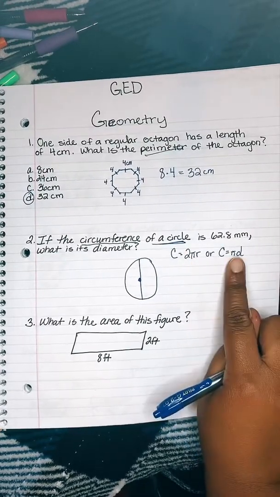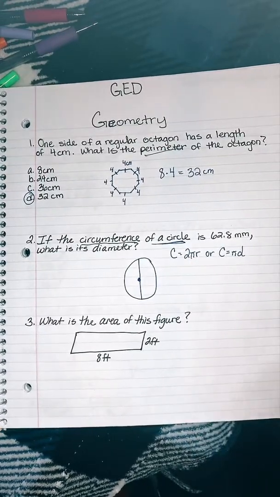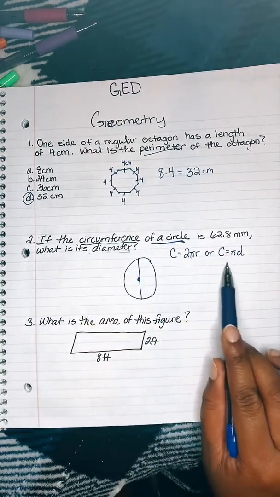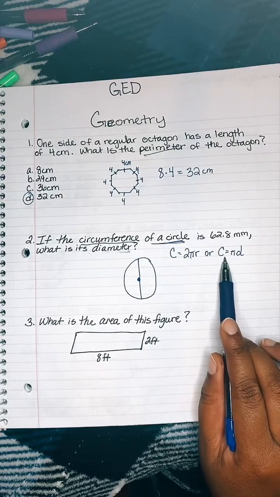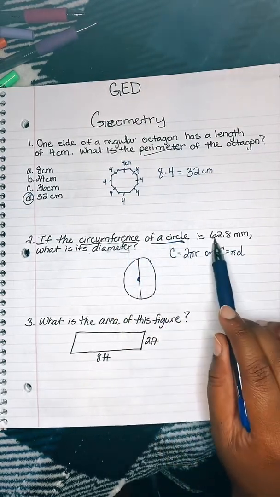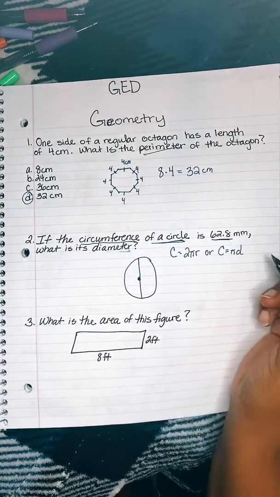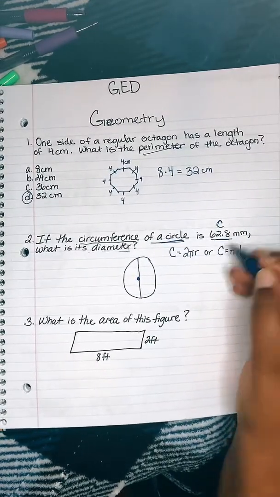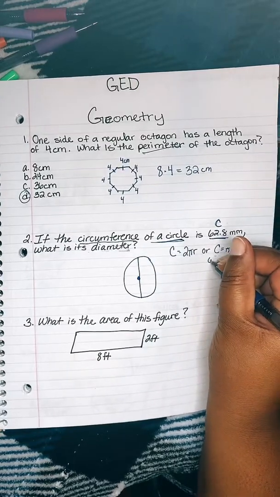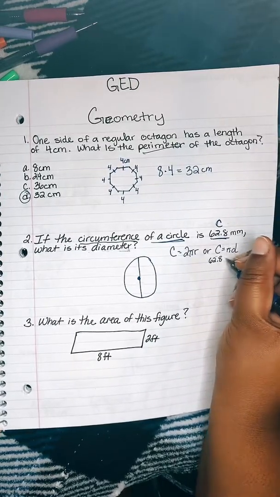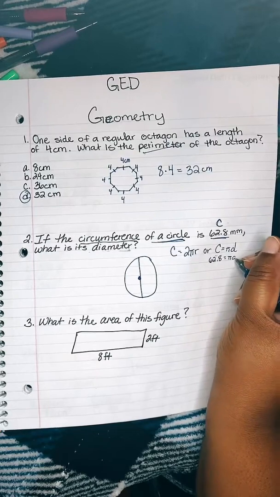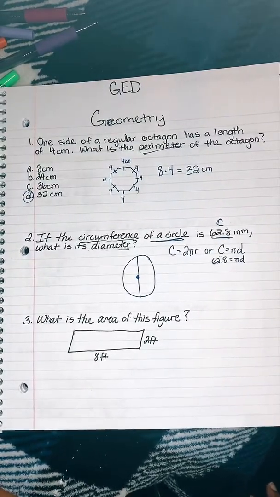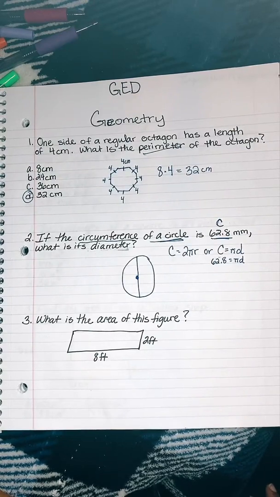We have 2 choices. Now, it says, what is the diameter? That tells me that I'm going to use this formula, okay? They also told me that the circumference is 62.8, so I know this is my C. So I'm going to plug in this number for my C. I'm going to put 62.8 equals pi times D. All right. How do I get D by itself?